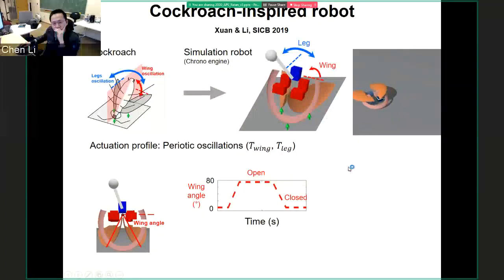So again, the slides are not showing up. This one? Cannot see. Okay, now it's showing.